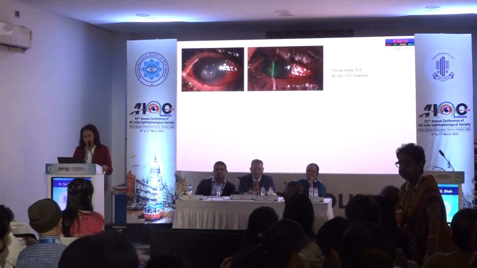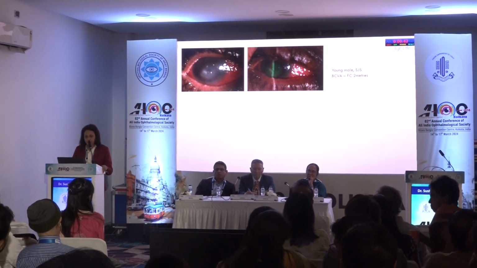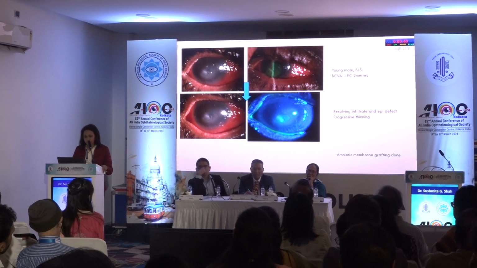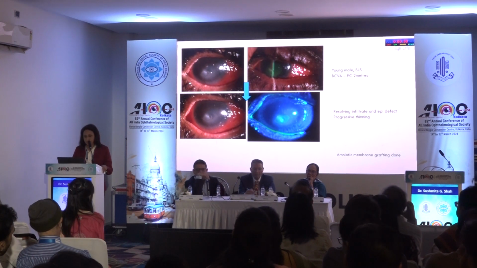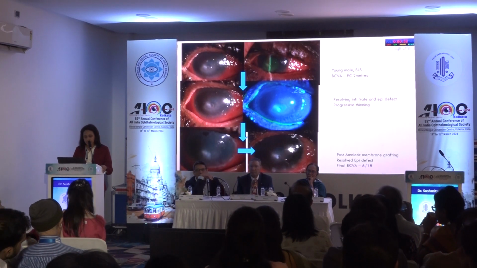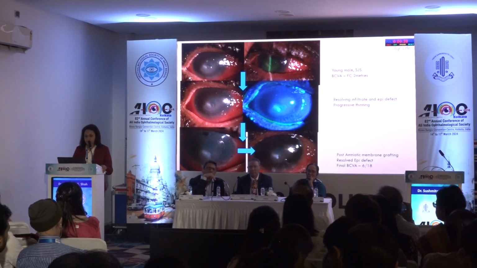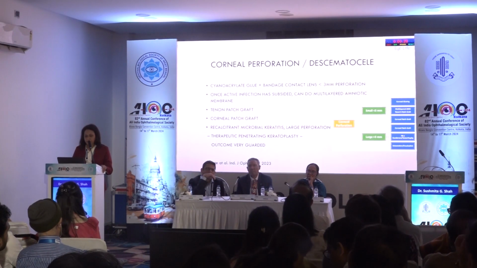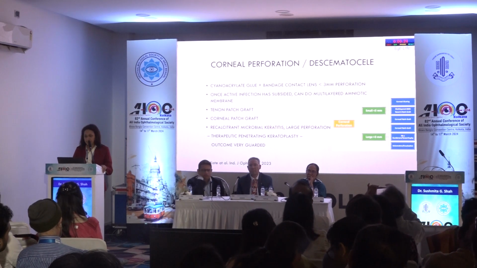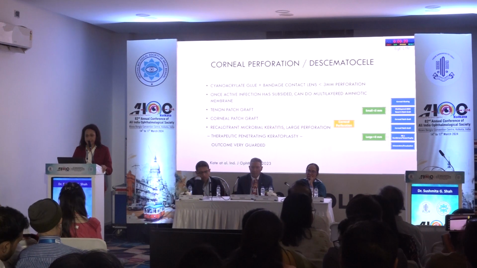This was another young male with SJS and a small ulcer, which was again negative on microbiology. He was started on 4th generation fluoroquinolones, and it started resolving, but the thinning increased toward perforation. So we did an AMG and he did very well. Vision improved from finger counting to 6/18. Now corneal perforations, another related complication. Now this chart by Kate et al. enlists very well how to treat perforations in dry eyes.